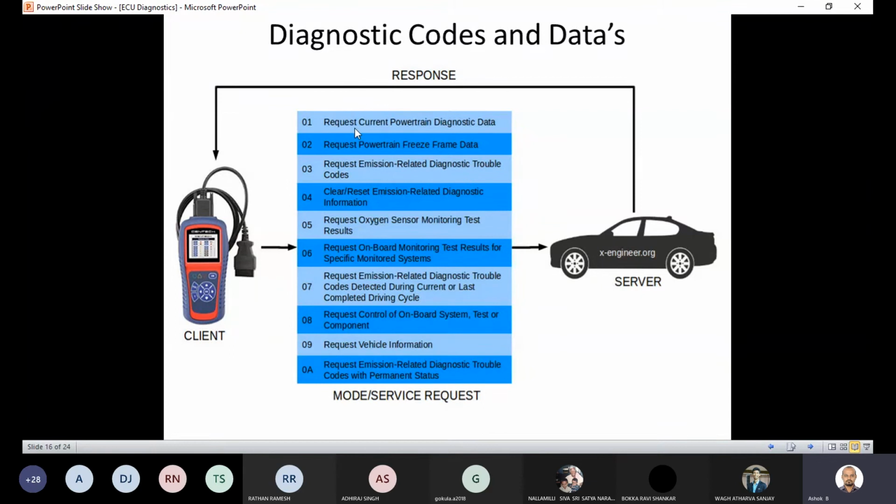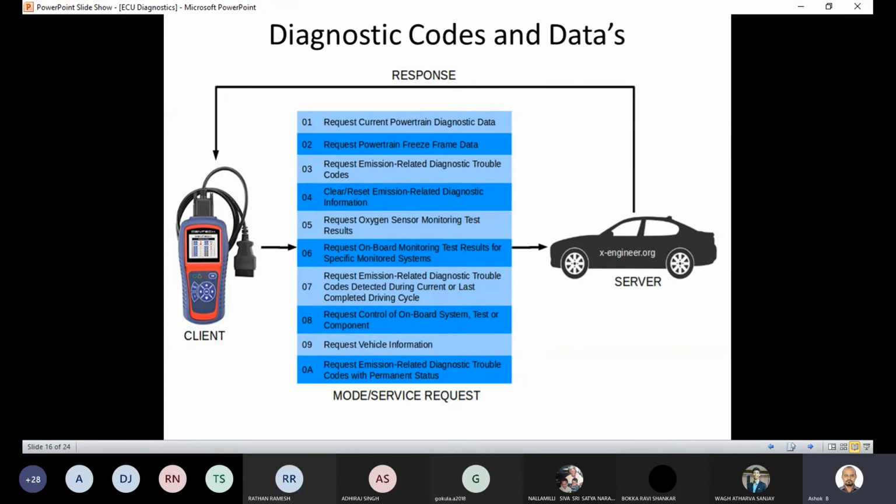codes, and what are the data? For example, it will give the request for current powertrain diagnostic data and freeze frame data. Freeze frame data is the data captured when a particular fault happens. So at that instant, what are the other sensors' operations? What kind of input has been provided by the sensor? What kind of output has been given to the actuators? So any particular conditions can be matched for the particular diagnostic trouble code time. So that's what we call freeze frame data.